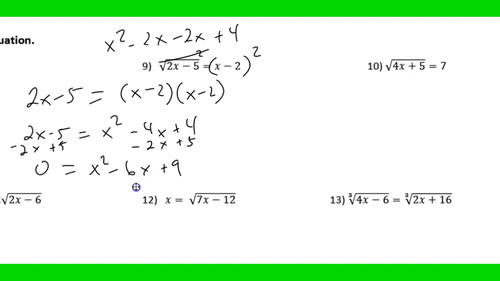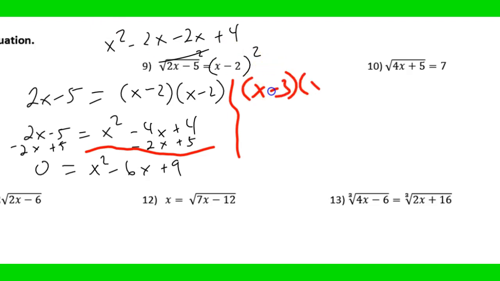All right, right there. So now we can take this trinomial right here, and we can factor that. When we factor that, we get x minus 3 and x minus 3.